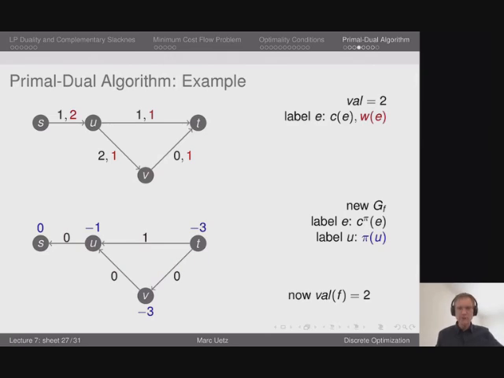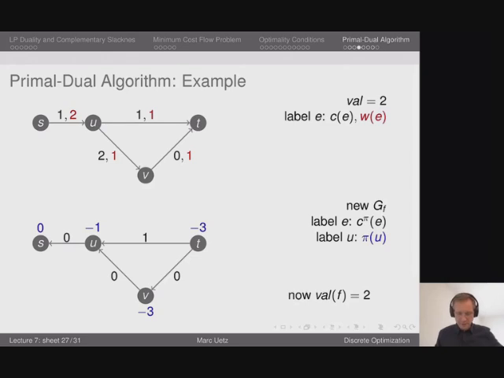So looking at the reduced costs, we again observe that the new reduced costs in this residual graph are all non-negative, which is one of our optimality conditions.